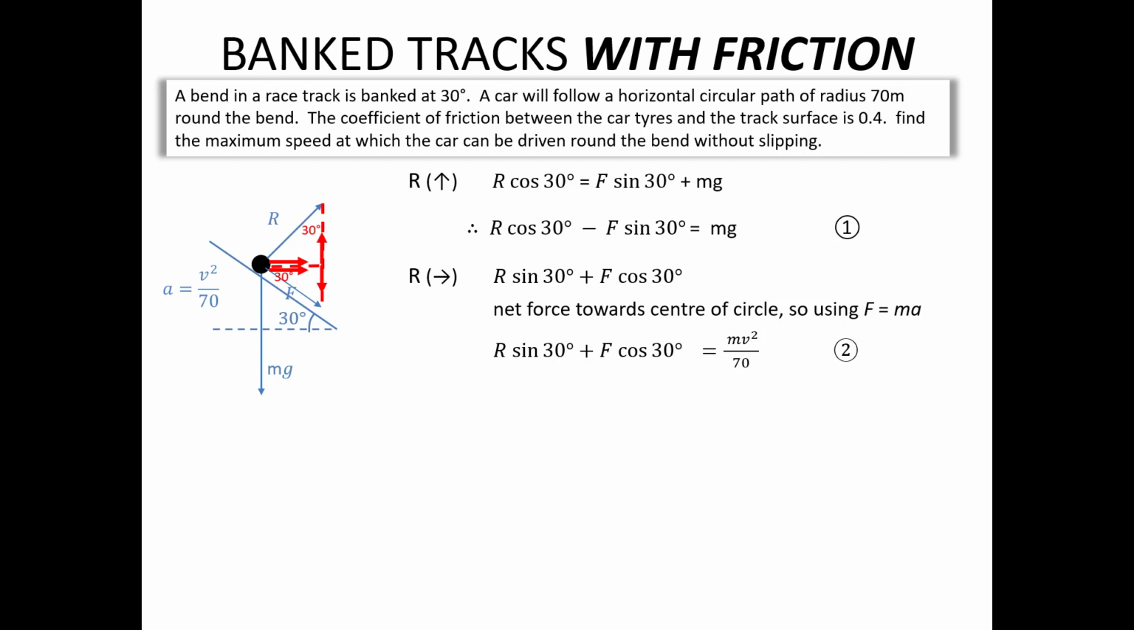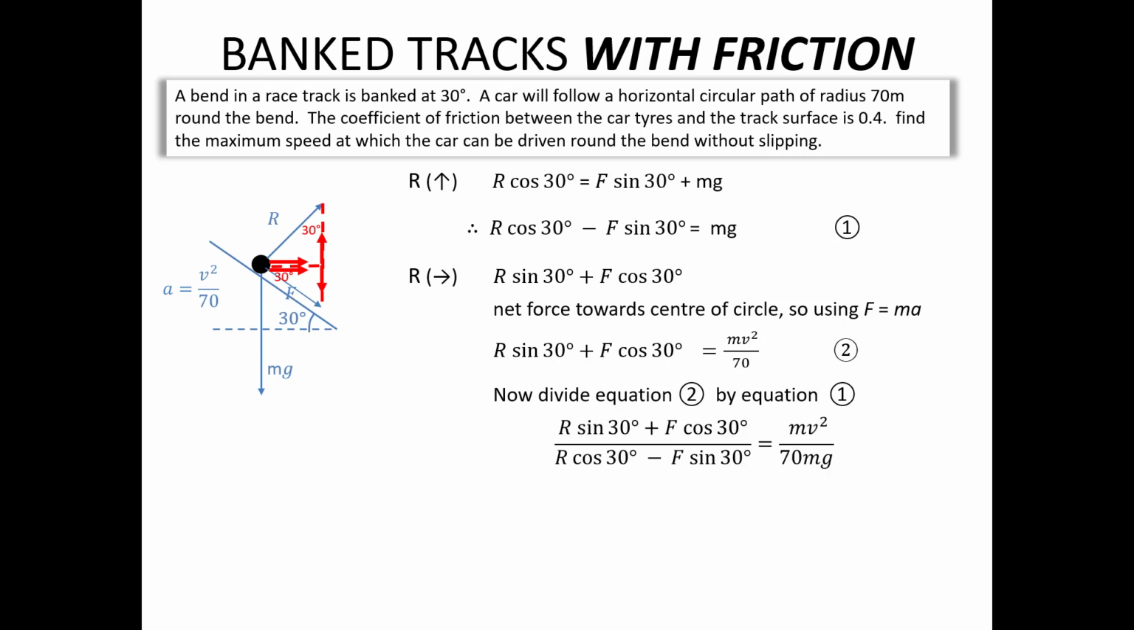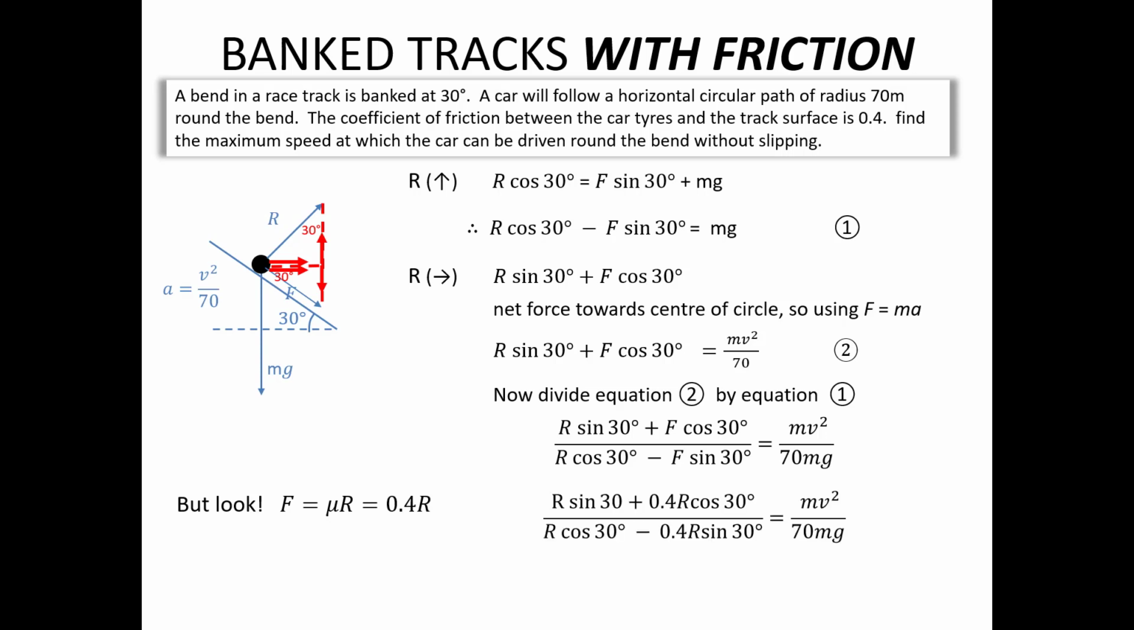And the next step is a little different from the one we used before. This time we are going to divide one entire equation by another. It looks awfully messy at the start, but it does tidy up. So the first thing we get is this. Looks a bit awful, but because we have a coefficient of friction, we can replace all our F's with 0.4 times R, so we can rewrite that equation as this.